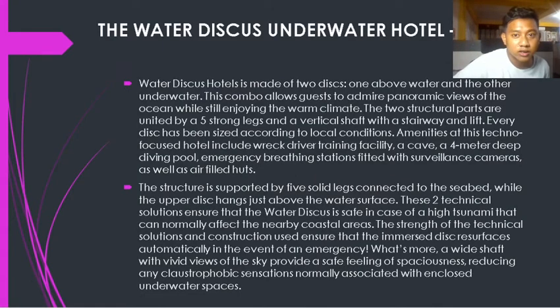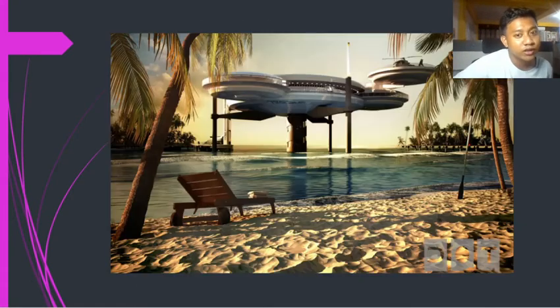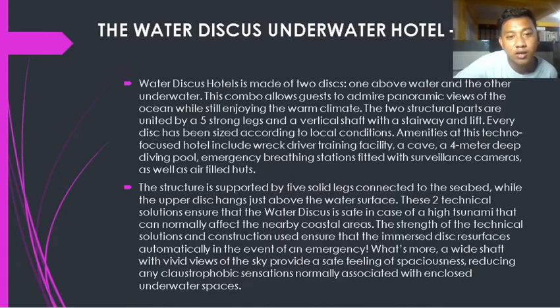So, the Water Discus Underwater Hotel in Dubai. Ito siya. Diba? San ka pa? Underwater, ano yan? The Water Discus hotel is made of two discs, one above water and the other underwater. This combo allows guests to admire a panoramic view of the ocean while still enjoying the warm climate. The two structural parts are united by 5 strong legs and vertical shafts with stairway and lift. Every disc has been sized according to local conditions.